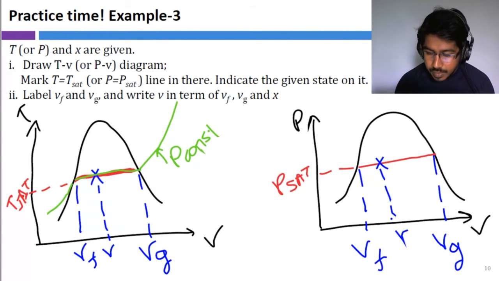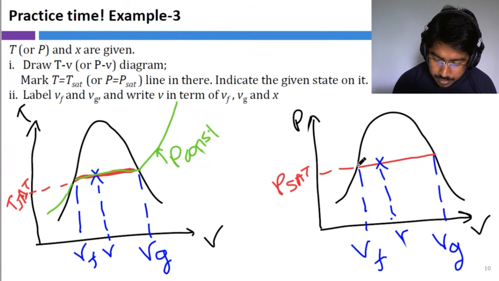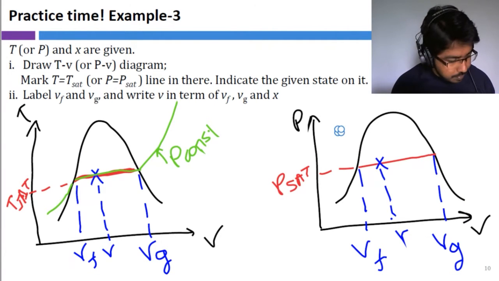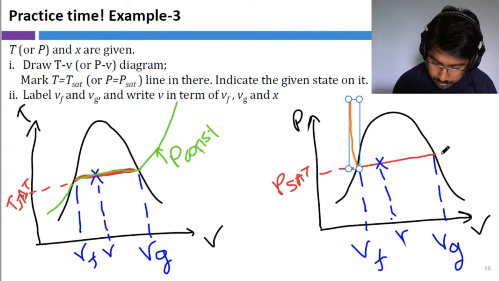Okay, and if we want to draw a constant temperature line on the PV diagram, it's going to be like this.